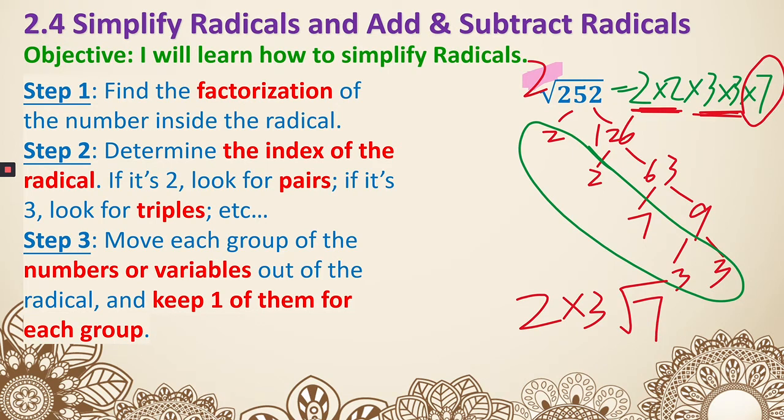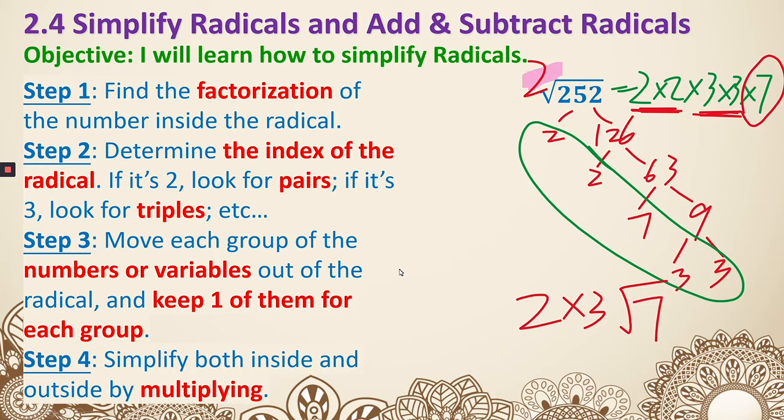So 7 stays inside. Step 3 is move each group of numbers or variables out of the radical and keep one of them for each group. So I did move the 2 out, and I keep the 2. I move the 3 out, I keep a 3. Last step, I'm going to simplify both inside and outside by multiplying. So I have 2 times 3, that gives me 6. The inside, I only have 7 left, so it's 6 square root of 7. That is how we take apart 252.